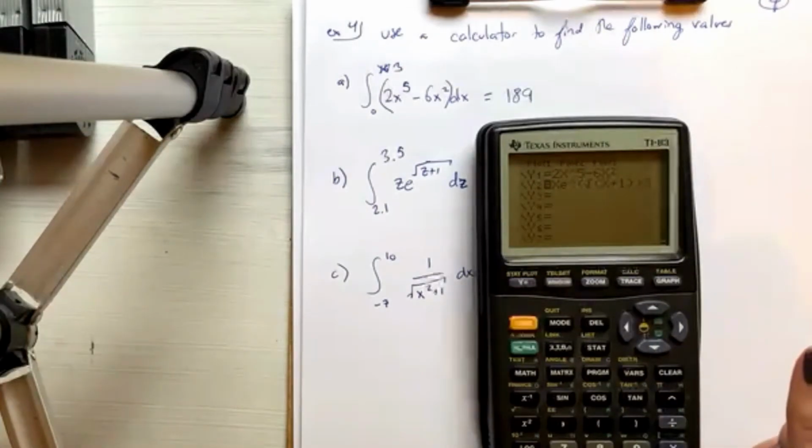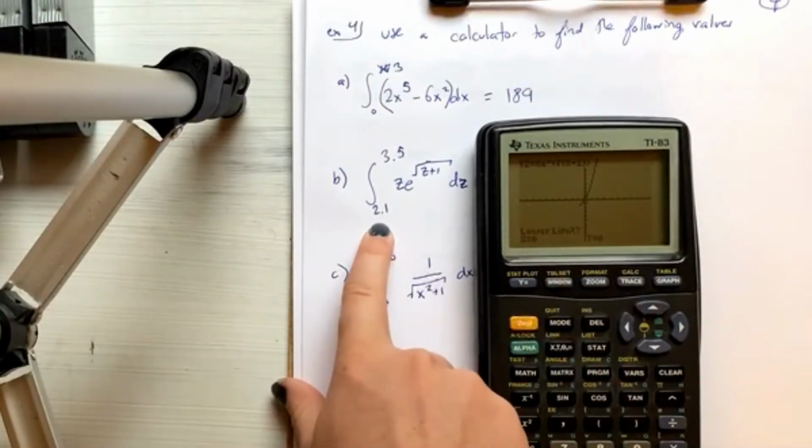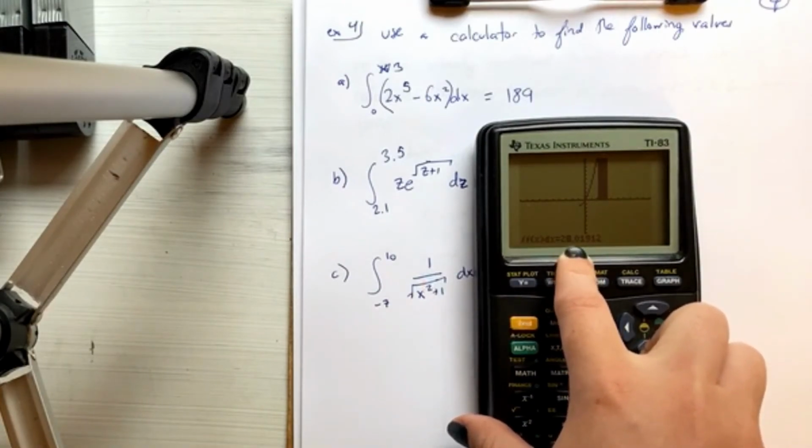Our window's already set in our typical negative 10 to 10, so we can go ahead and graph it. Okay, and now we need to hit second and calc. I'm going to hit number 7. We want that integral down here, so I hit 7. Our lower limit is 2.1, so we want 2.1 as our lower limit. Enter. And our upper limit is 3.5. 3.5. And you watch it shade in. And our answer is about 28.